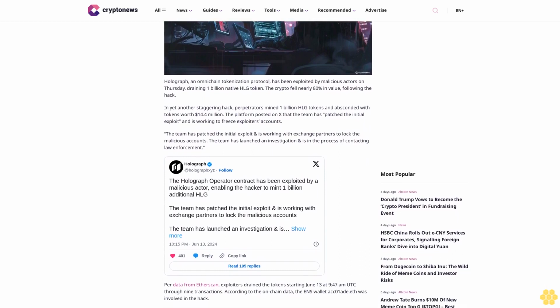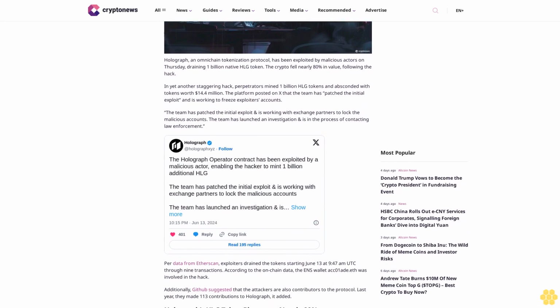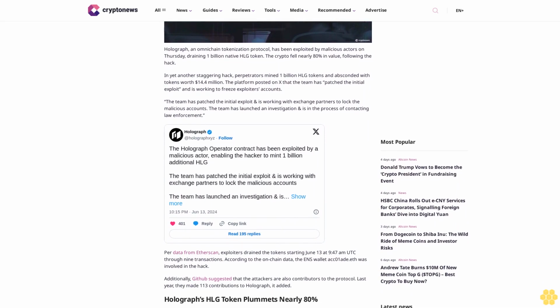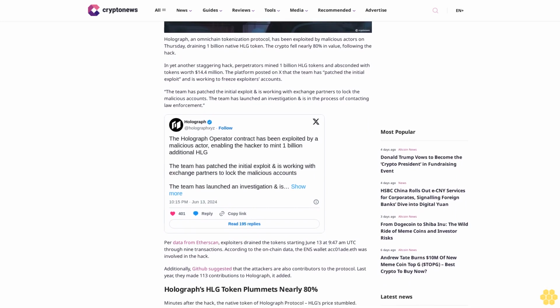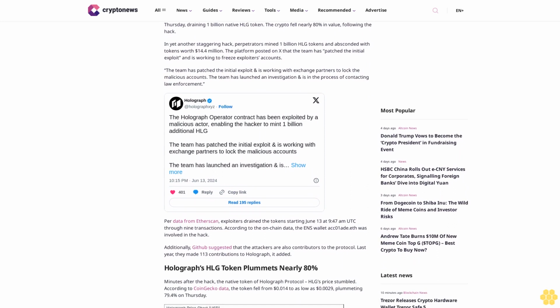The platform posted on X that the team has patched the initial exploit and is working to freeze exploiters' accounts. The team has patched the initial exploit and is working with exchange partners to lock the malicious accounts. The team has launched an investigation and is in the process of contacting law enforcement.